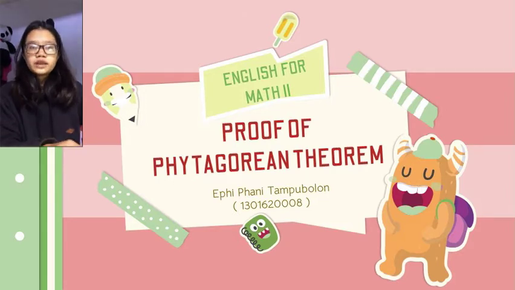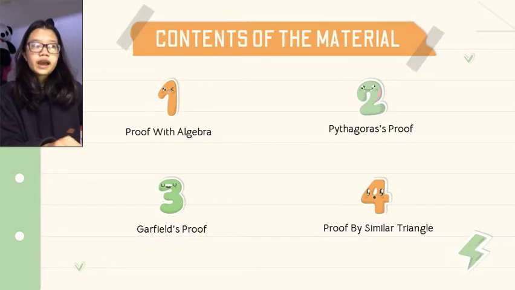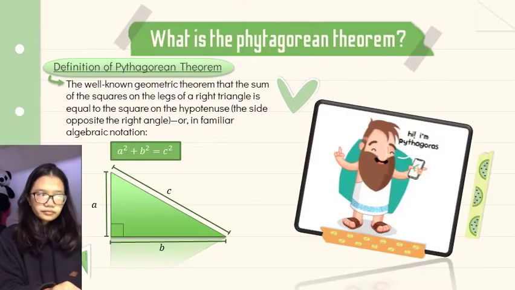Actually, there are so many ways to prove the Pythagorean theorem, but this time I choose 4 ways to prove it. The first is proof with algebra, the second is Pythagoras's proof, the third is Garfield's proof, and the fourth is proof by similar triangles.